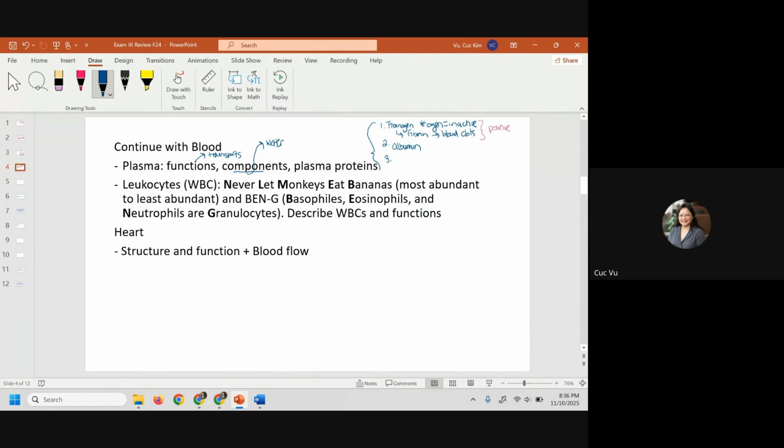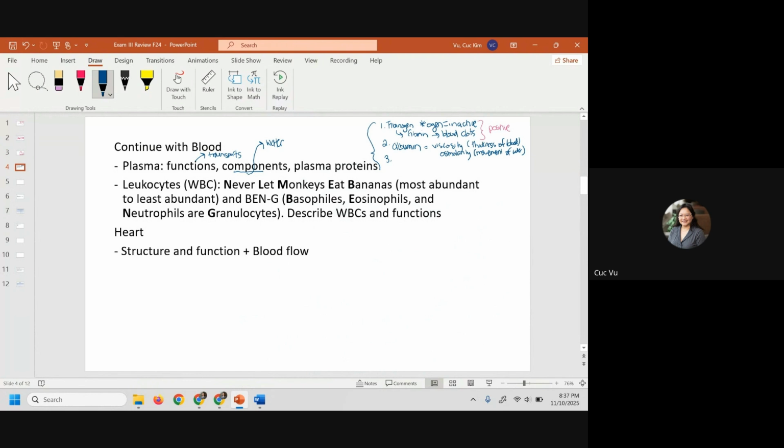So albumin is responsible for the viscosity, or how thick the blood is, and osmolarity. In other words, the movement of water. So that just helps him keep balance, pull the water back into the blood vessel. So that's albumin. Albumin functions in viscosity and osmolarity.